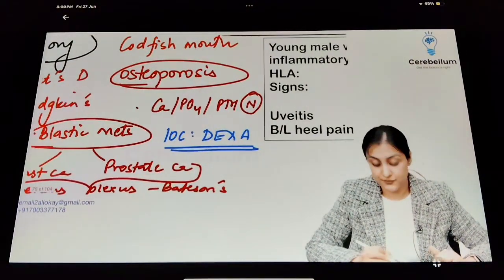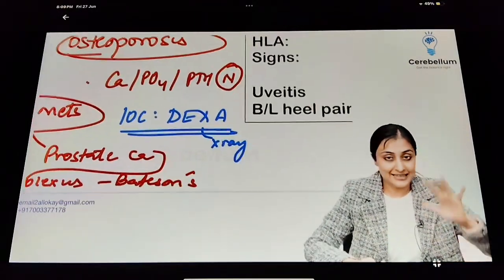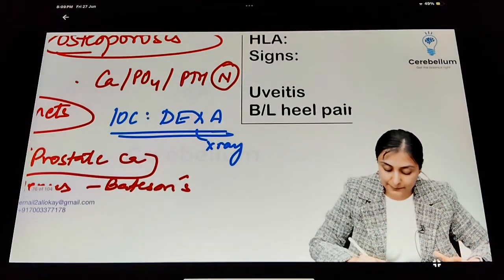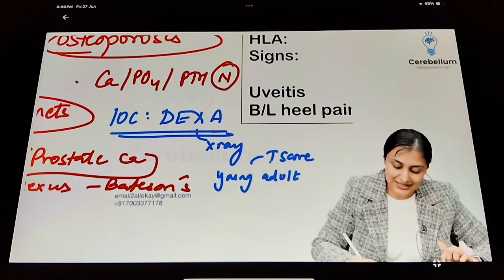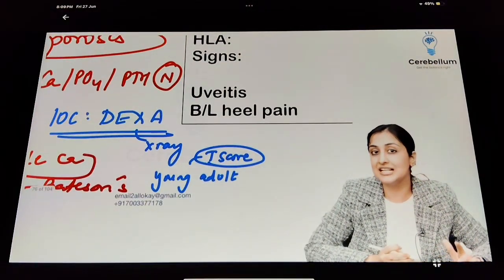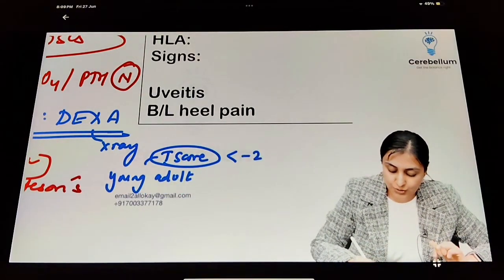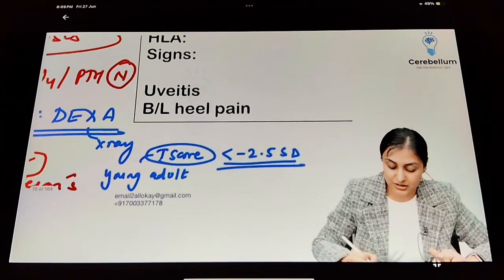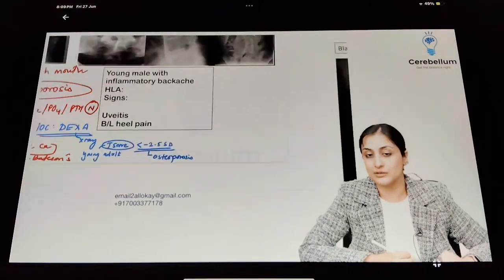DEXA scan stands for dual energy X-ray absorptiometry. So what we do is take the bone mineral density of our patient and compare it with a young adult's density. So that gives us a T-score. Any T-score below minus 2.5 standard deviations is the definition of osteoporosis. So this is the definition you need to keep in mind.